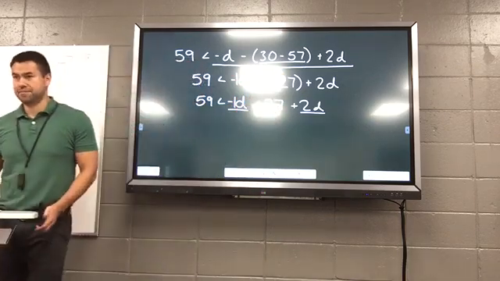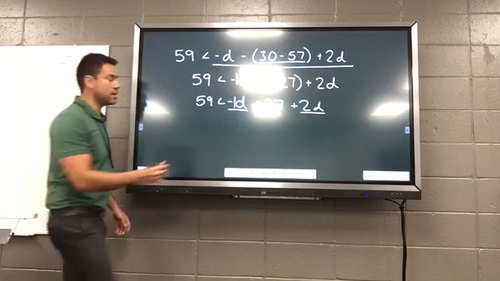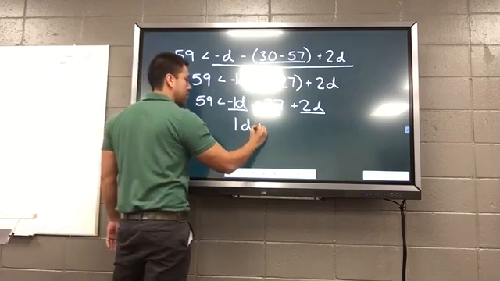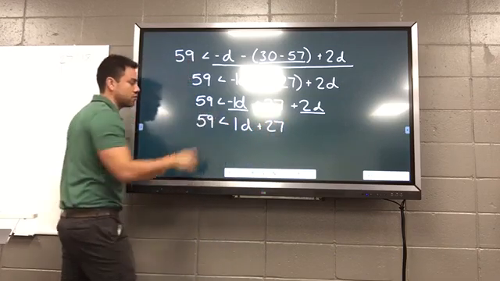Negative 1D plus 2D, wouldn't that be? Yeah, it would be 1D. 1D plus 27. And then this part. All right, go ahead. You should finish that off, I hope.